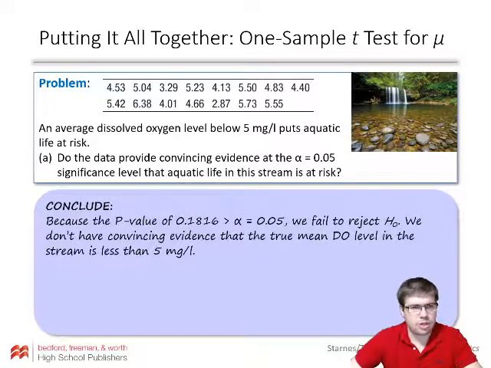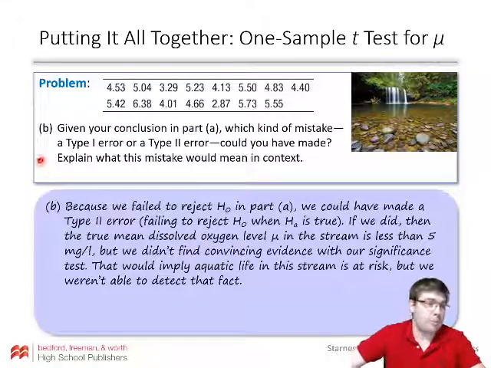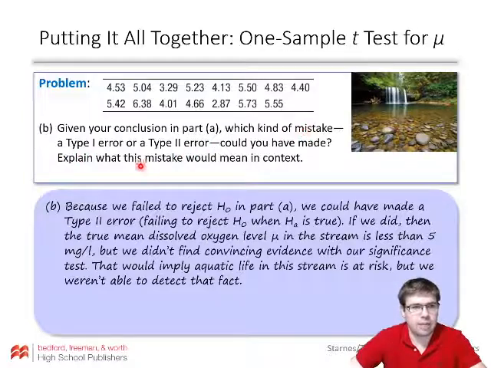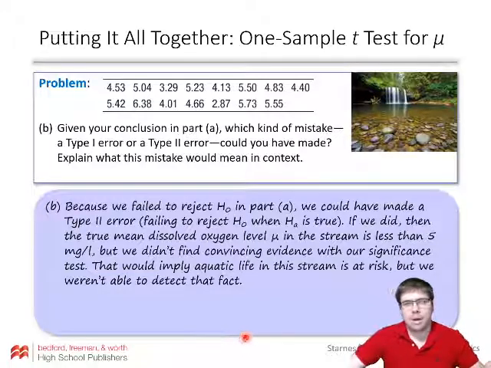All right, so the second question asks us about our errors. Given your conclusion in part A, what kind of mistake, type 1 or type 2 error, could you have made? Explain what this mistake would mean in context. And so in our case, since we failed to reject, we didn't find significant evidence. Maybe we should have. That's a type 2 error.